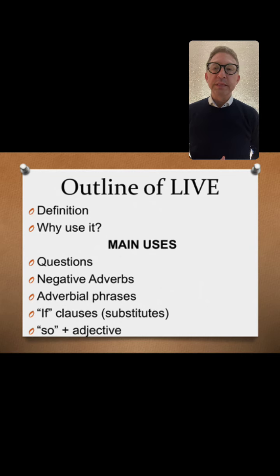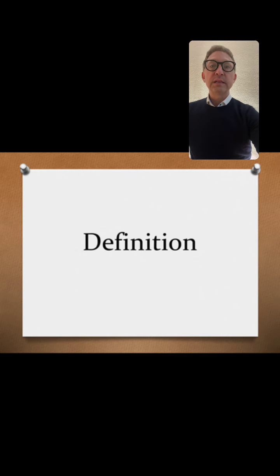So the outline for today: I'm going to define what an inversion is, if you don't know it. Then I'm going to talk about why we use them. And then I'll look at five main uses of inversions. The most popular and most common is the question. We invert the order in a question, but we also do it in other ways. And so we're going to talk about those and see which ones you're using in English and challenge you perhaps to use others.